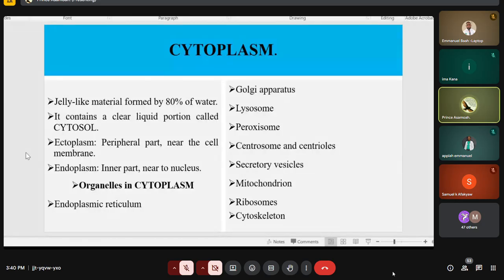So let's go to the cytoplasm. Now we said that we have a cell wall, or a plasma membrane, and we have the nucleus. In between them is the cytoplasm, which houses the organelles within the cell. Within the cytoplasm, we have the jelly-like material, and that is what we call the cytosol. The cytosol is about 80% water.